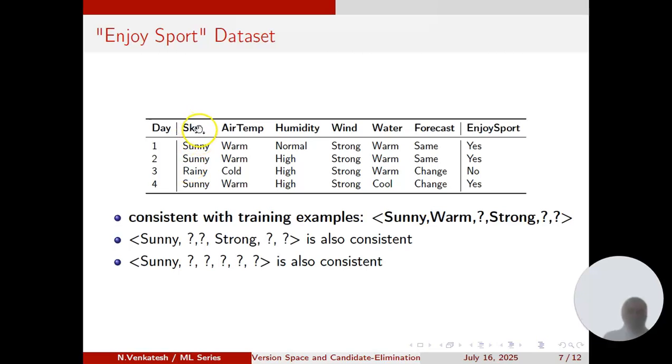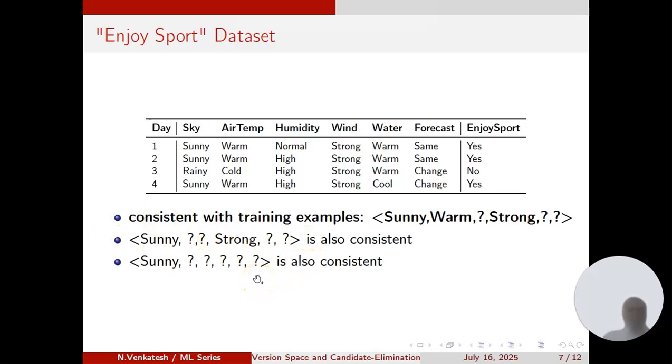And in fact, sky is sunny and the remaining can take any value is also consistent. Like that, there are 6 hypotheses which are consistent with all the training examples. Now the question is, how compactly can those 6 be represented? As you can see, sunny followed by all question marks is more general than sunny and wind is strong, and the remaining can take any attribute values.